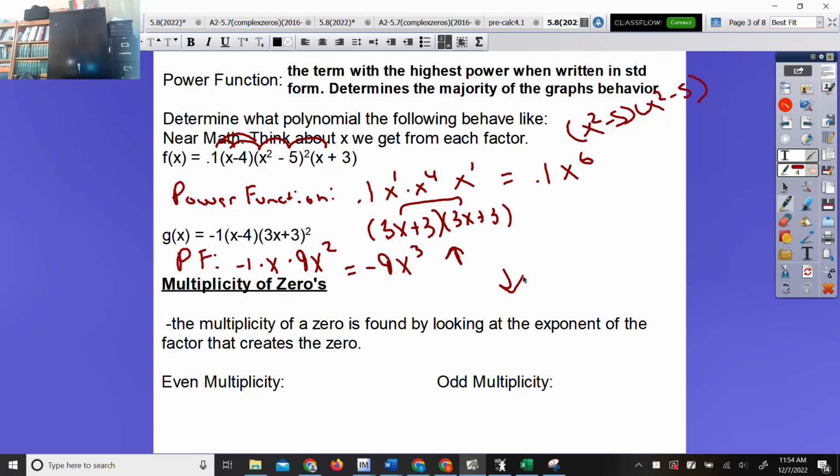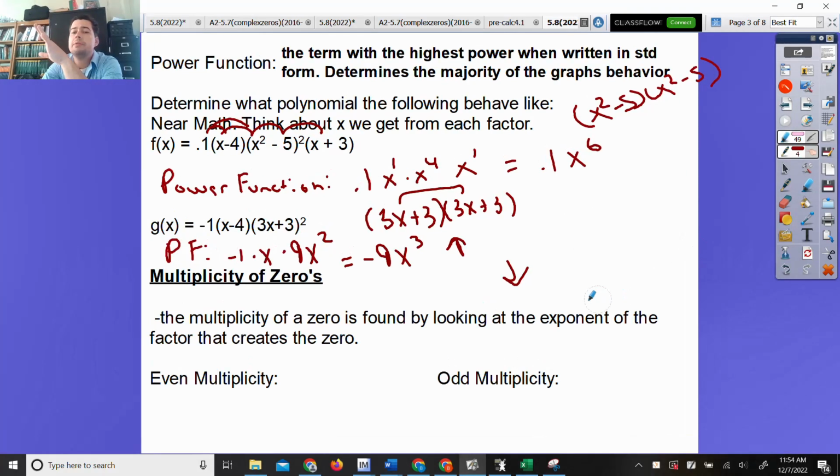All right, next up in your notes is the multiplicity of the zeros. You actually have fewer notes here than you took yesterday. Multiplicity was introduced yesterday. Got a graph. Spent a lot of time talking about that graph on the calculator. Multiplicity is found simply by looking at exponents. That's all you do. You look at exponents.